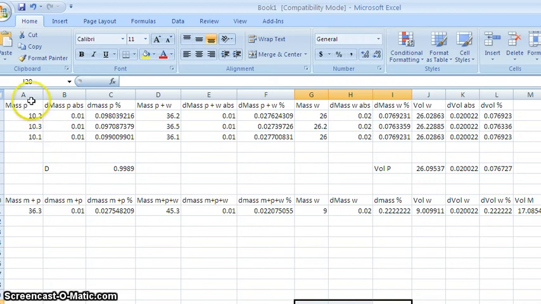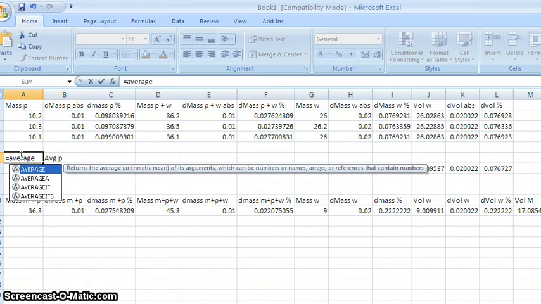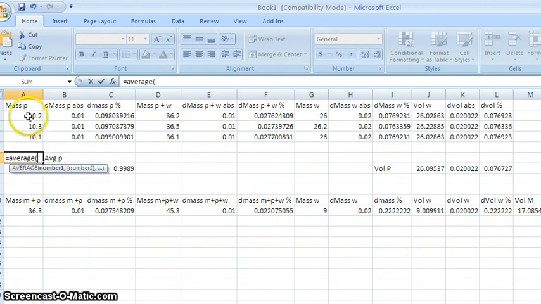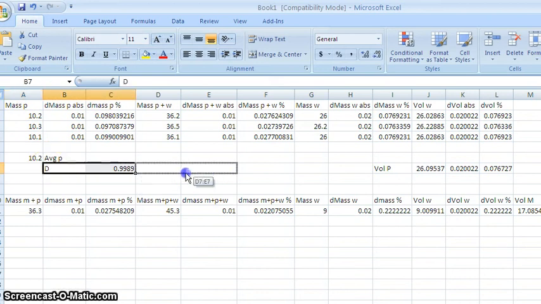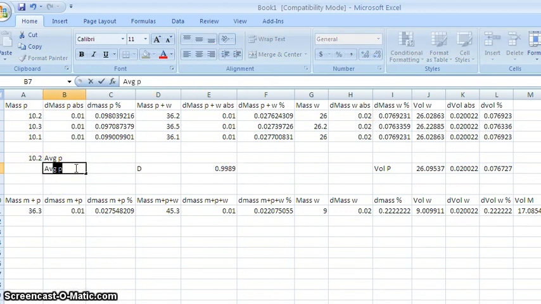Right now, let's just do it this way, equals average. I'll just highlight those three numbers. There's my average value for the mass of the pycnometer. I'm going to slide this over. One nice thing in Excel is if I slide this over, it still knows all the cells that referenced it are okay.